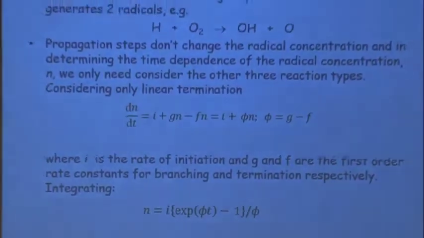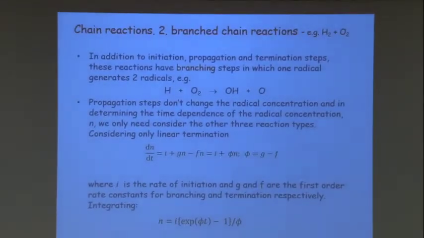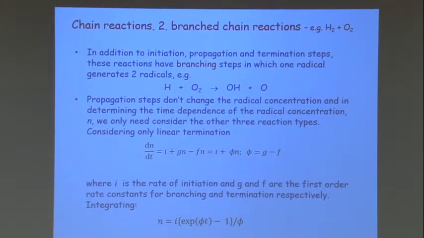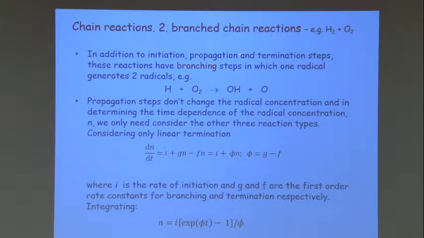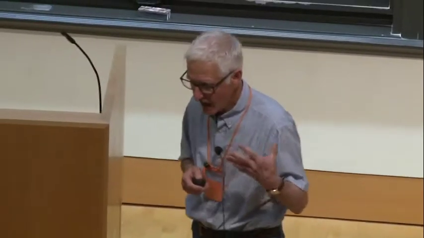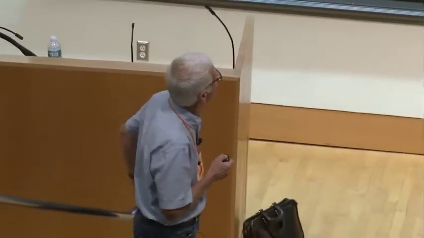Okay, so with branch chain reactions, for example the hydrogen-oxygen reaction, in addition to initiation, propagation, and termination, we have branching steps where one radical generates 2 radicals. So this is H reacting with O2, forming OH plus O. One radical forming 2 radicals. Now, we can't handle this in the same way as we handled the hydrogen-bromine reaction. It's a highly nonlinear system because it can explode.